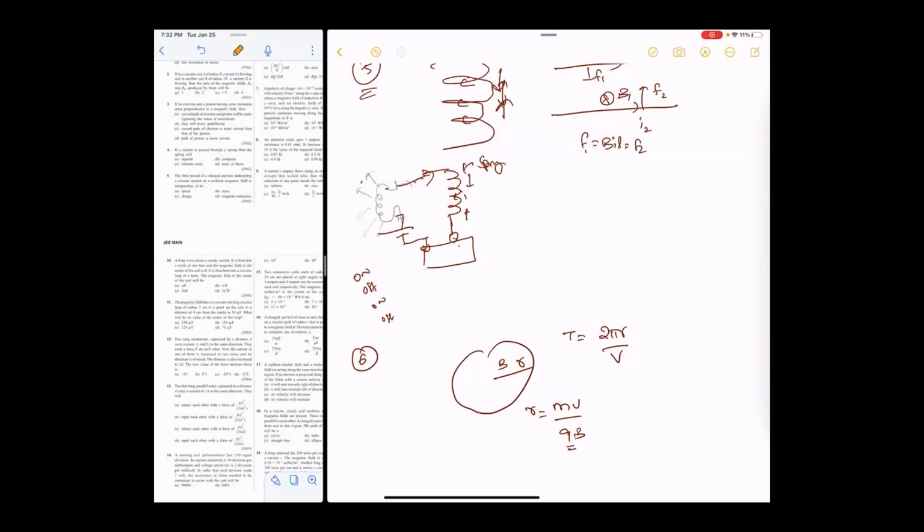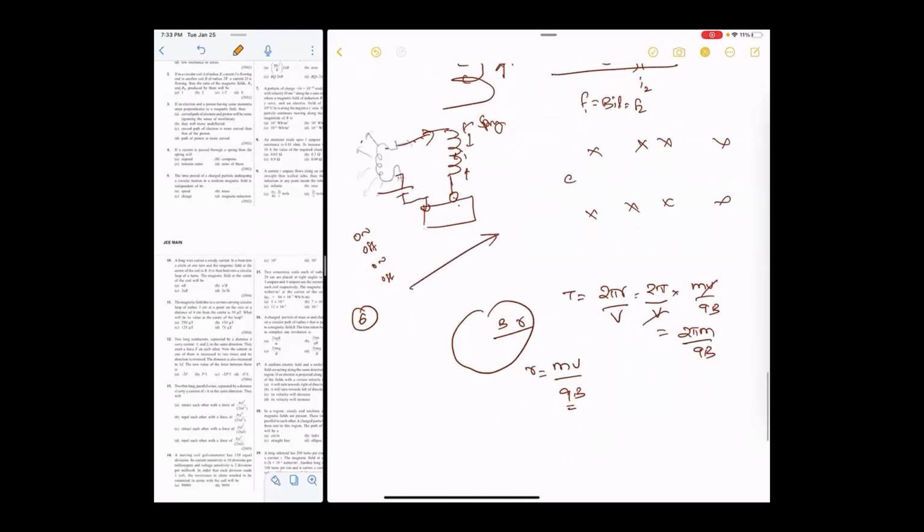So time period is 2 pi by V into radius. What is radius? mv by qB. Velocity gets cancelled. So 2 pi m by qB. What is the meaning of it? It is independent of the velocity. So what is the application of it? This is this question.